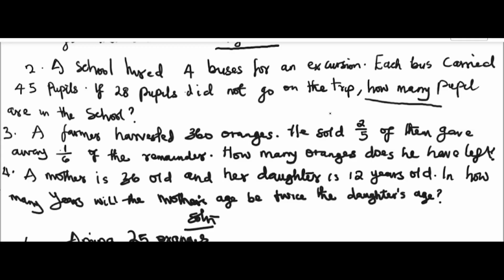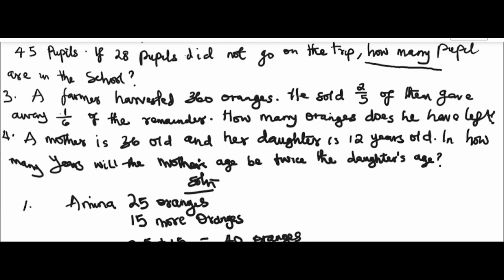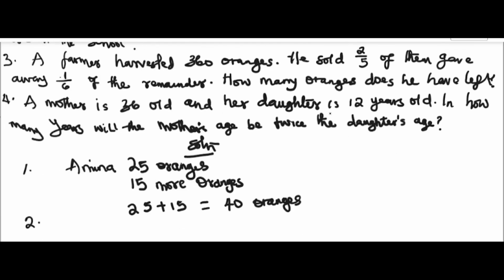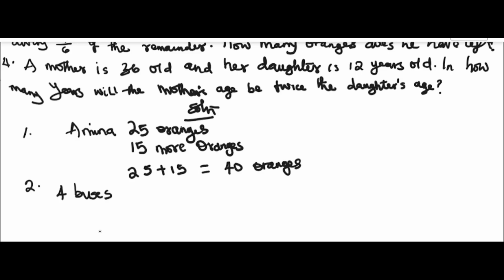Good. So now, after reading the question carefully, the next thing to do, let me write out the information in the question. All right. So from the question, I know that there are 4 buses. You see how to solve word problems? You write out the information, you don't just jump and start adding. There are 4 buses, right? Good. You write it down.